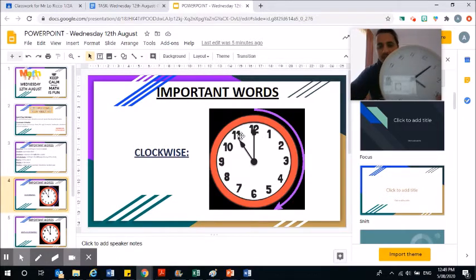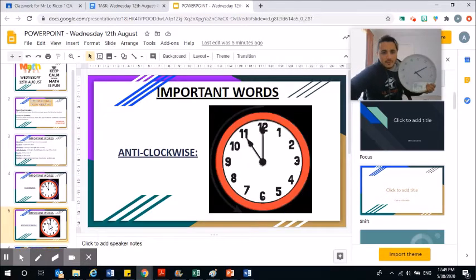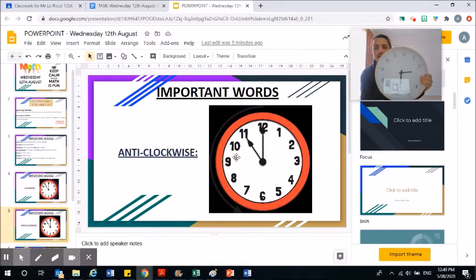Anti-clockwise means the other way. It turns the way that the clock wouldn't turn. So it goes this way. This is anti-clockwise. This is the way the clock doesn't turn. It'd be pretty weird if it did, that would be going backwards in time.